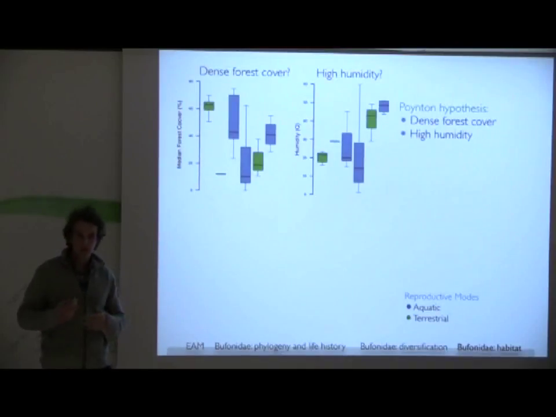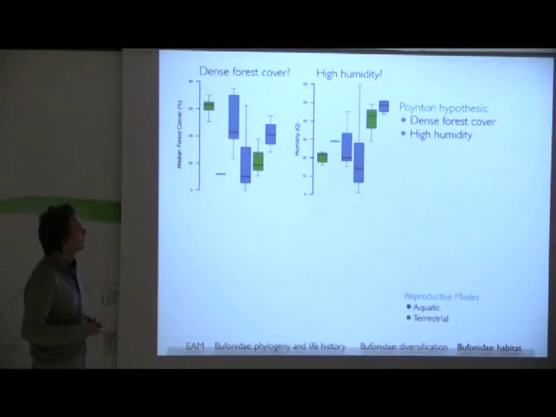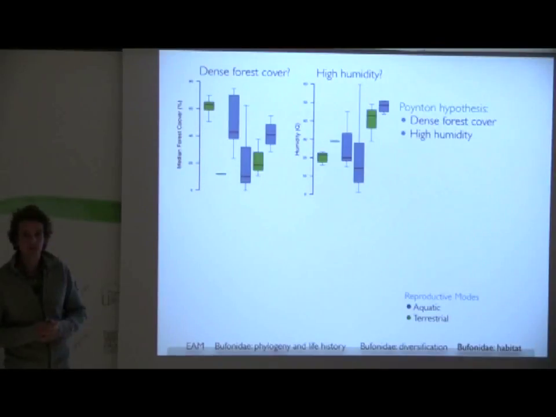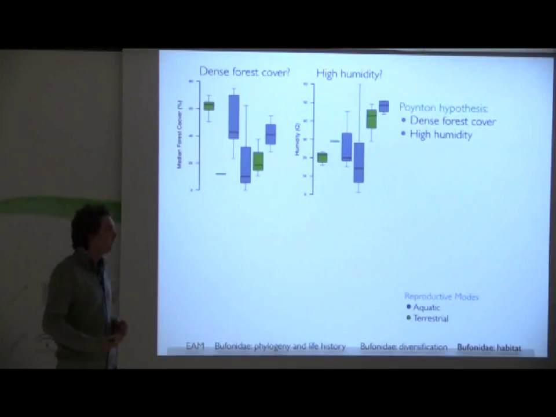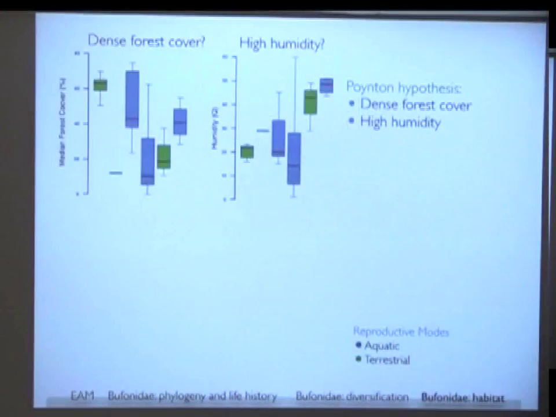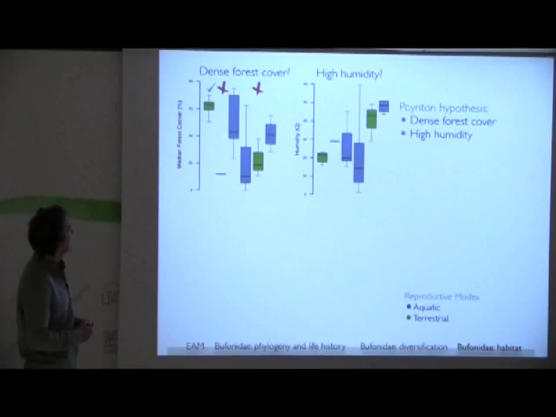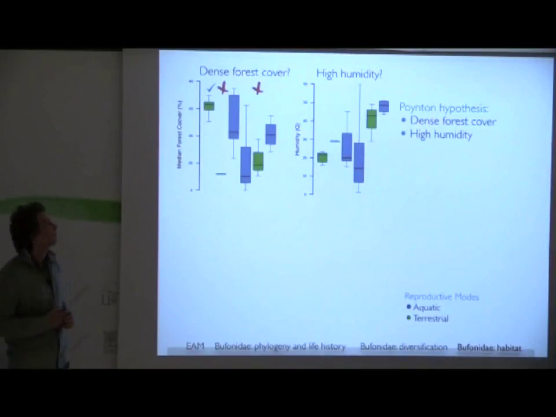And now we can come back to our original hypotheses. So looking at the Poynton hypothesis first. Poynton predicted that dense forest cover as a proxy for humidity is important for terrestrial breeding. What we actually find is that only one of the terrestrial reproductive modes is actually associated with high levels of forest cover. And similarly for humidity, again, only one of the terrestrial modes has an association to high humidity.